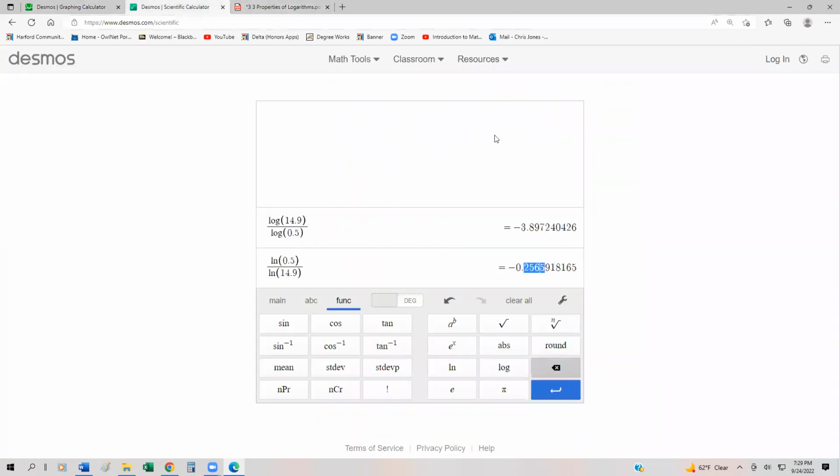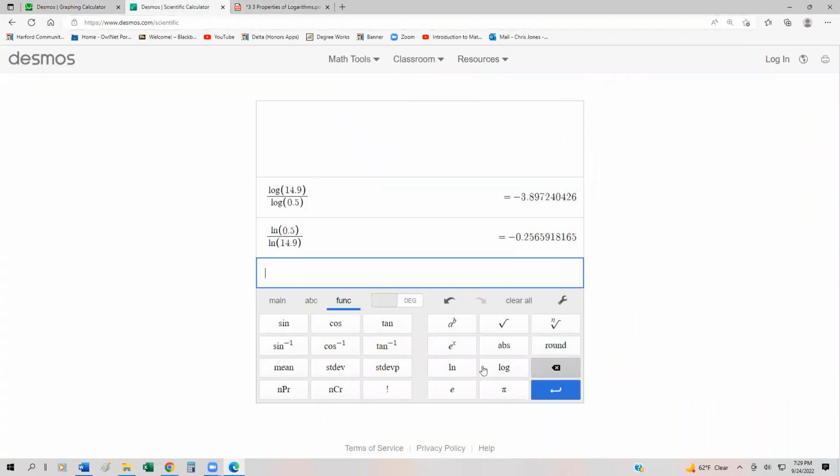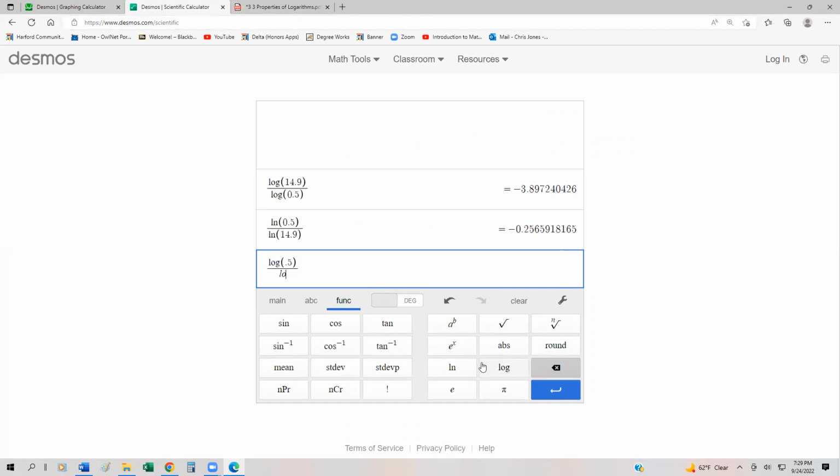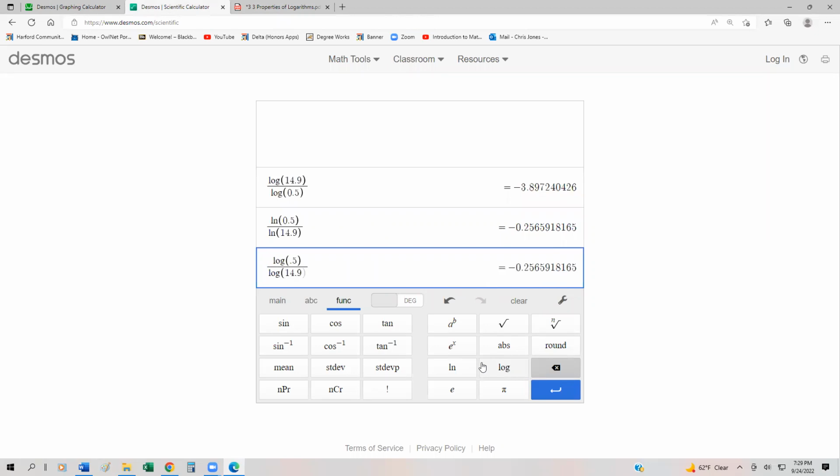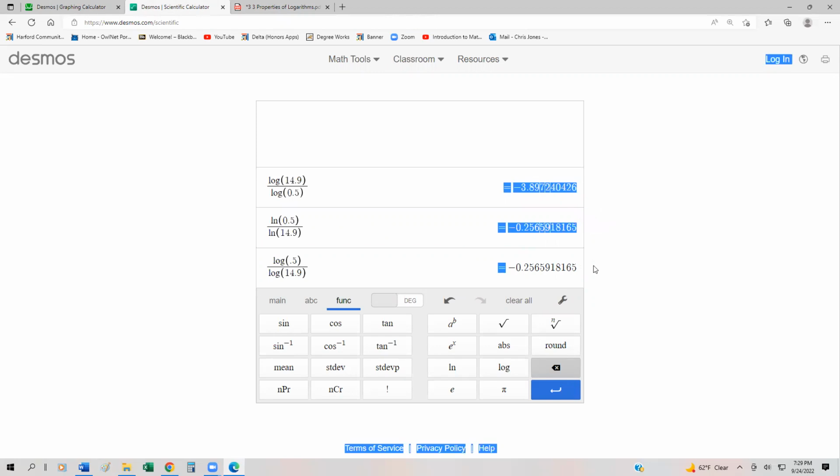Just verifying that the log does work for both of these, let's try the common logarithm: log of 0.5 divided by log of 14.9. And not surprisingly, it gives us the exact same values. All right, so that's our change of base formula.